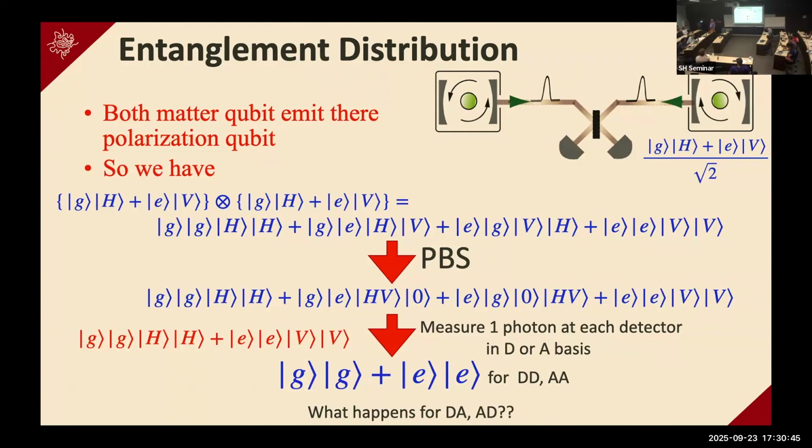So entanglement distribution is now probabilistic, and it's the one advantage that we have in optics. It's heralded. I've said we get GG plus EE when I measure diagonal, diagonal, okay, or anti-diagonal, anti-diagonal.